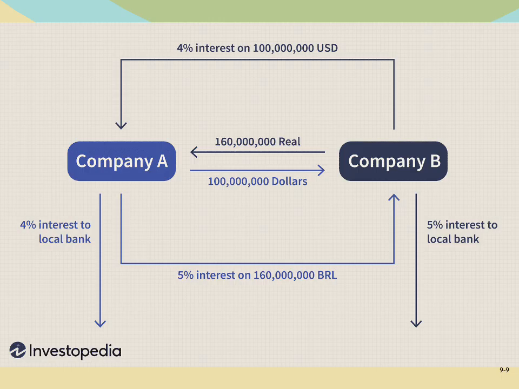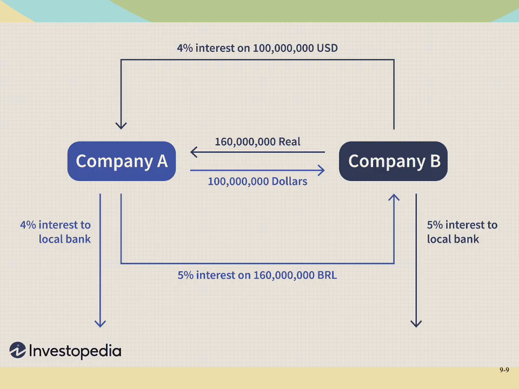This figure shows two companies from different countries, for example the United States and Brazil, who exchange 1,000 million US dollars for 160 million real between the two countries. The first thing they do is that company A from the US invests its money in a local bank and receives 4% interest, while the Brazilian company invests the money it received in a local bank in Brazil and receives 5% interest.